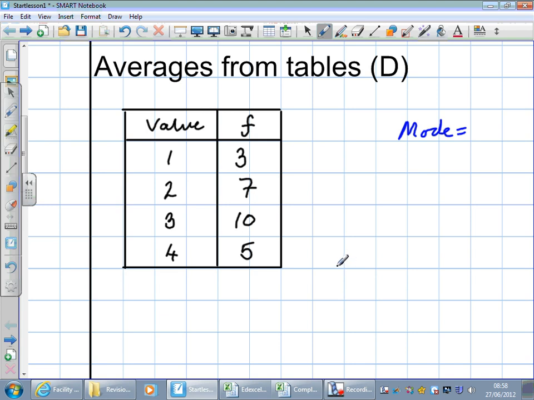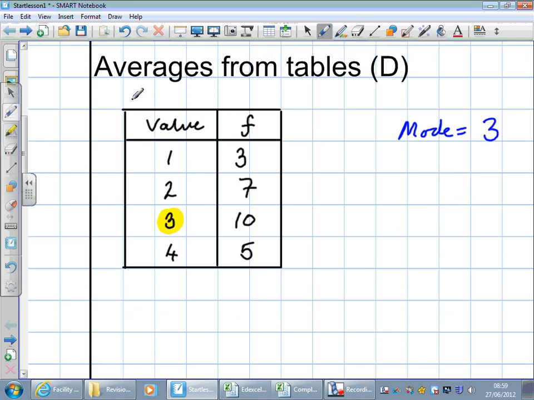If you were asked to find the mode, what would you write down? 3, yeah. You write down the value that occurred the most, had the highest frequency, so the mode is 3. It's a type of average. It's a seldom used one, but one we need to know.